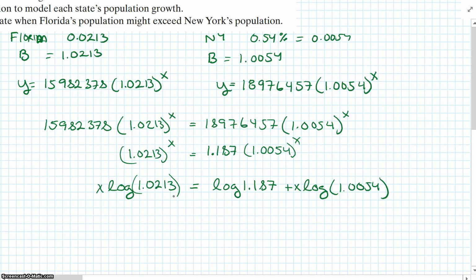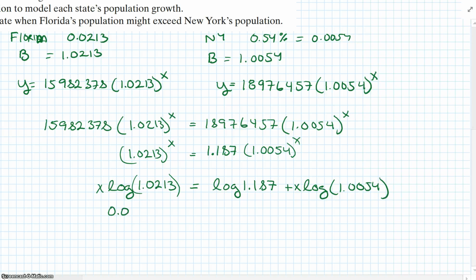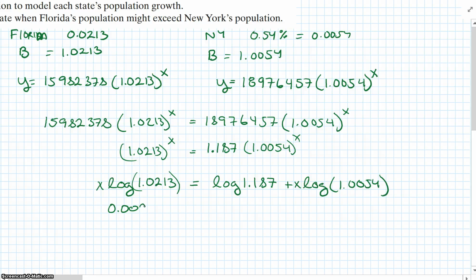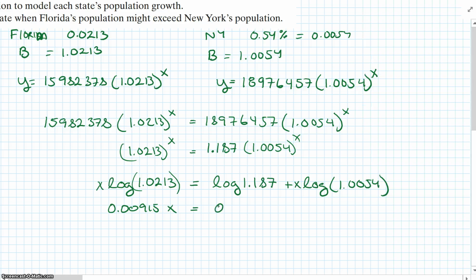Alright, so let's evaluate these logs real quick, see if that helps us. Alright, so let's do the log of 1.0213, and I get 0.00915. So 0.00915x equals, what's the log of 1.187336? 0.07457.